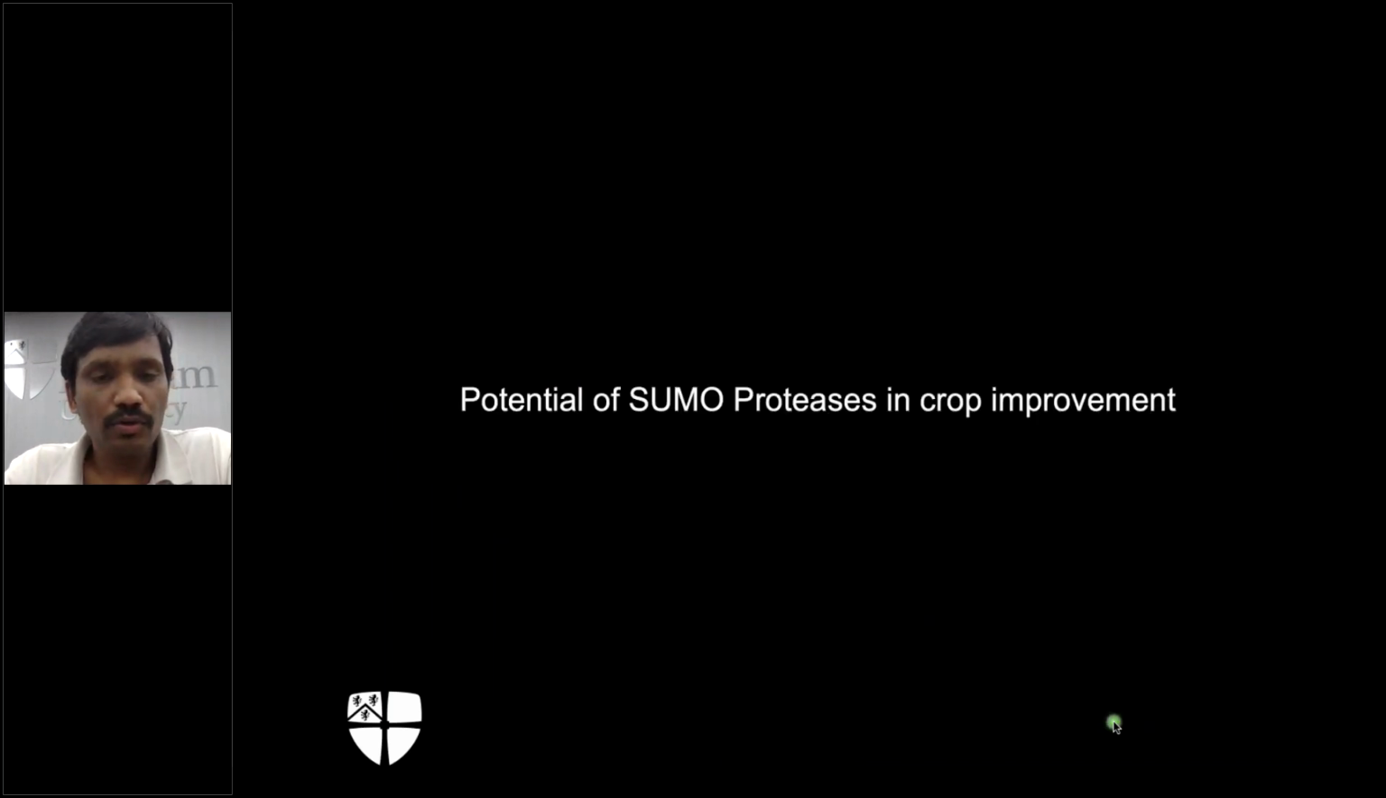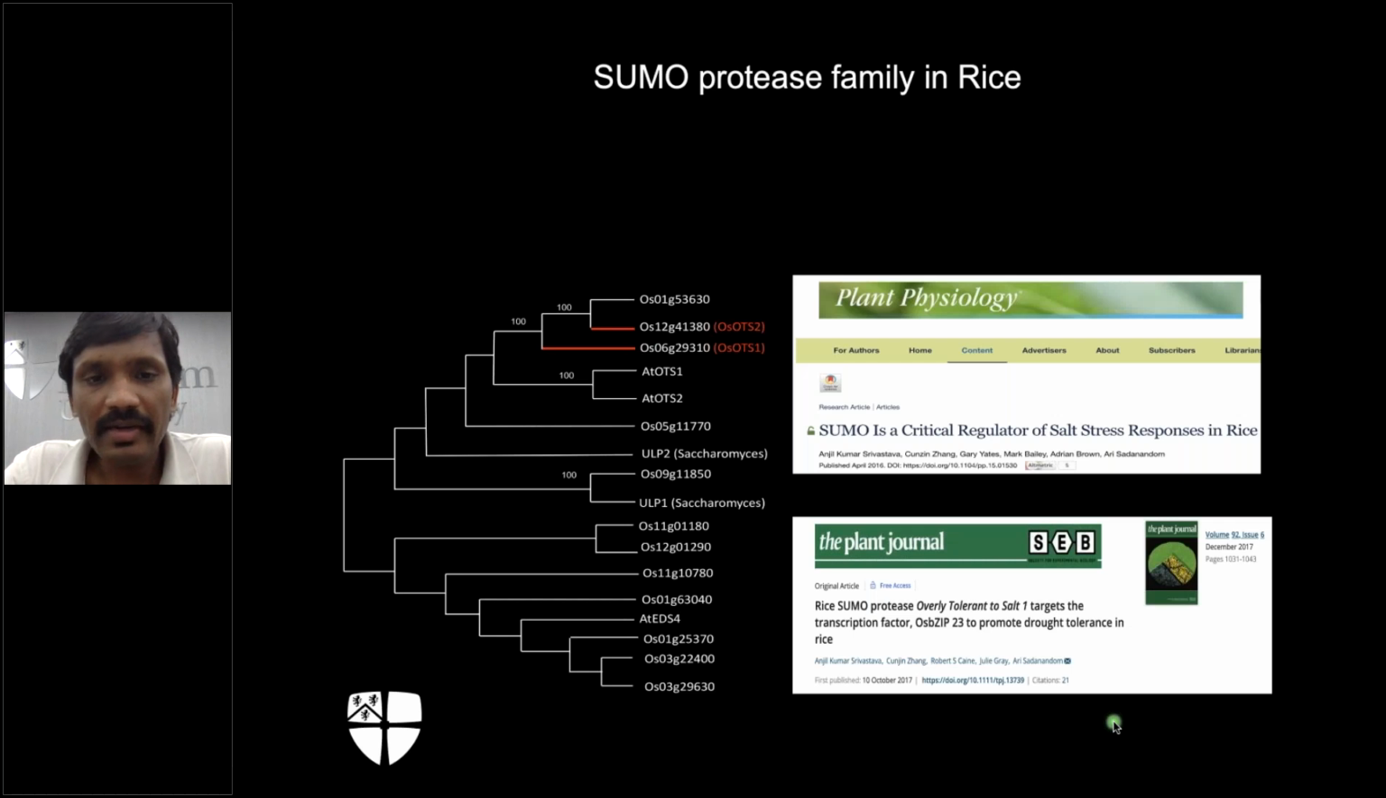In the end, I would like to show a few slides of our crop improvement program in the Durham Crop Center, on how this SUMO protease potential can be utilized. As I mentioned, we have identified a broader family of members in rice compared to Arabidopsis, and we have identified the different SUMO proteases in rice plants.